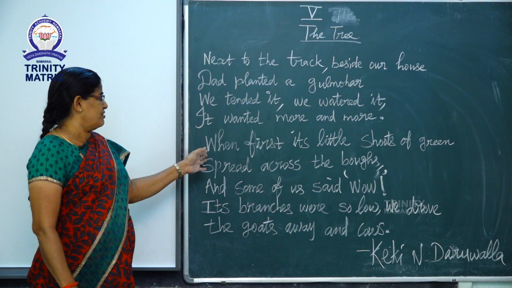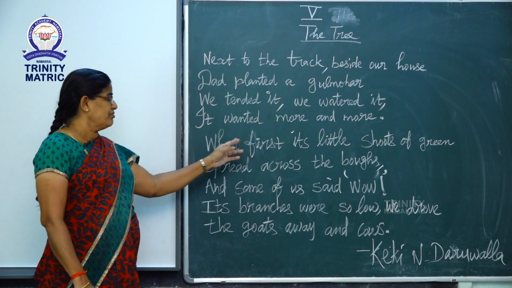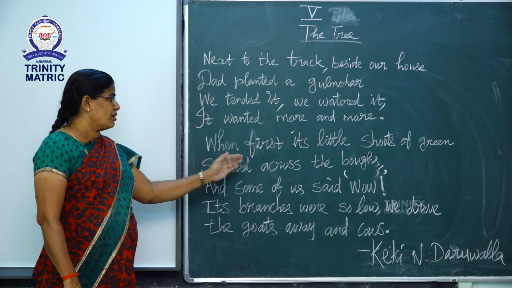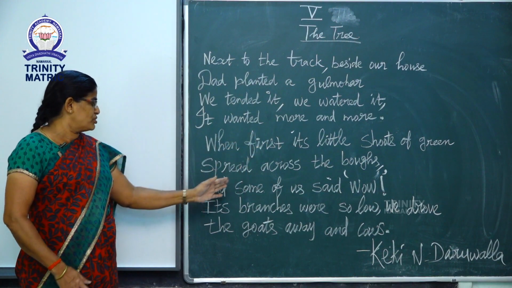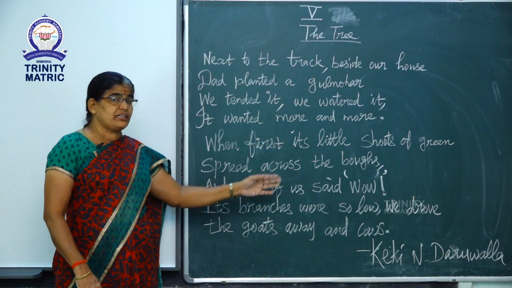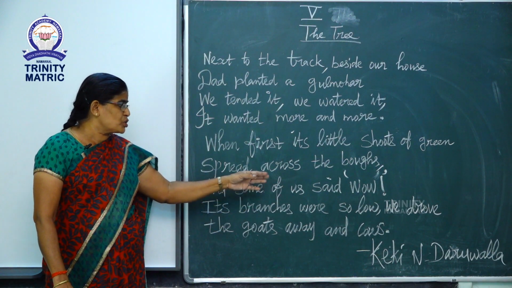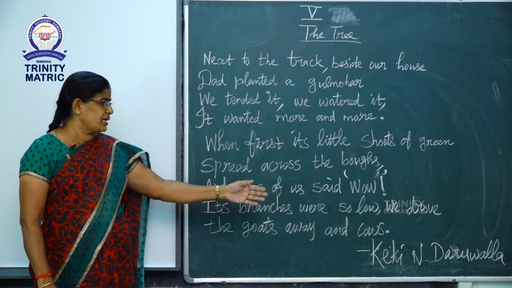Next, second stanza. When first its little shoots of green spread across the boughs, and some of us said, wow, its branches were so low, we drove the goats away and cows.